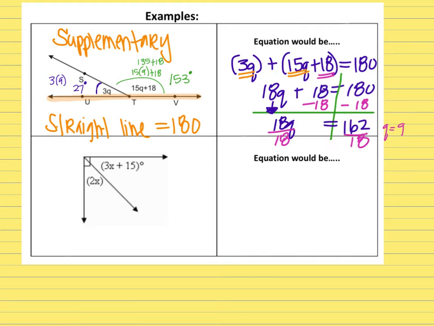This next diagram below, it makes a perfect corner, plus it has the right angle box. So I'm going to write in, this one is a corner, which equals 90 degrees. It's also an example of complementary.